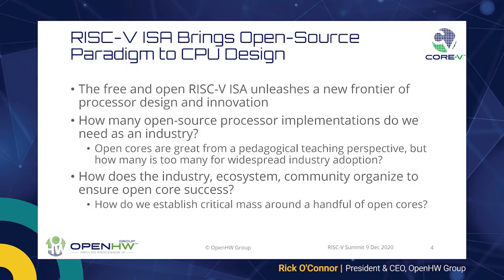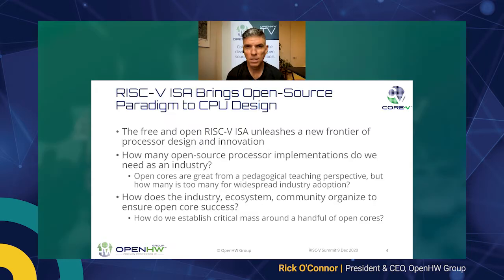A key enabler to the open source hardware movement has been the availability of the free and open RISC-V ISA. It's really unleashing a new frontier of innovation at the processor level. And this is fantastic. But how many open source processor cores does the industry really need? How many implementations can we really support? From a pedagogical standpoint, having lots of cores out there is interesting and they're great teaching tools. But from a long-term viability and adoption standpoint, how do we achieve critical mass around a handful of open source cores that can be used effectively in the hardware industry?